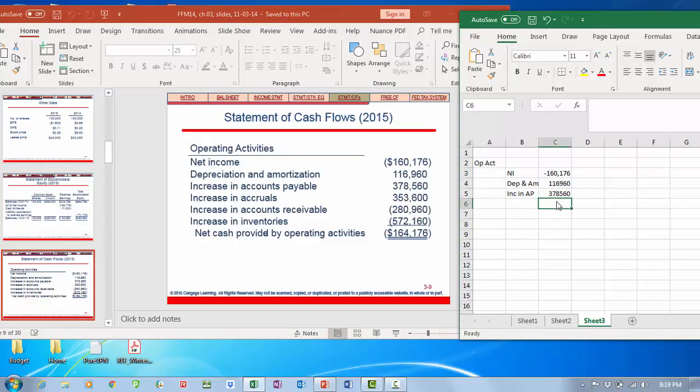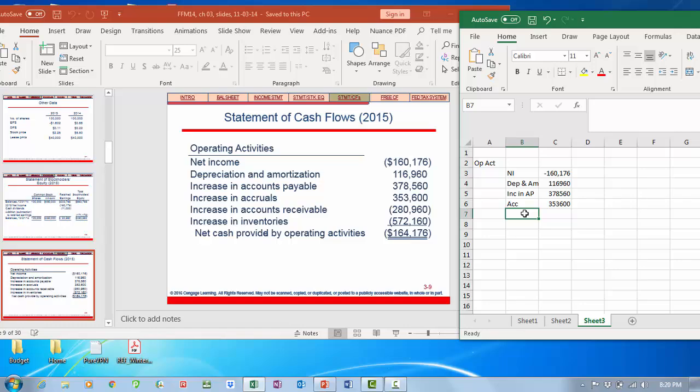And then increase in accrual, same way, you just go back, take the difference between the two, and you should get the same number. I'll leave it for you to calculate. So this is in accrual.